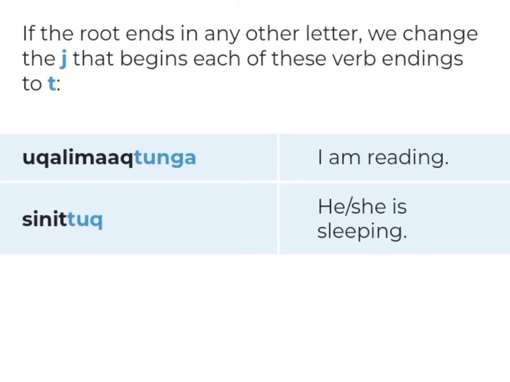The verb ending that is highlighted in blue in the previous slide can be added to any root that ends in a vowel. Remember, Inuktitut has 3 vowels: e, u, and a. If the root ends in any other letter, we change the j that begins each of these verb endings to t.